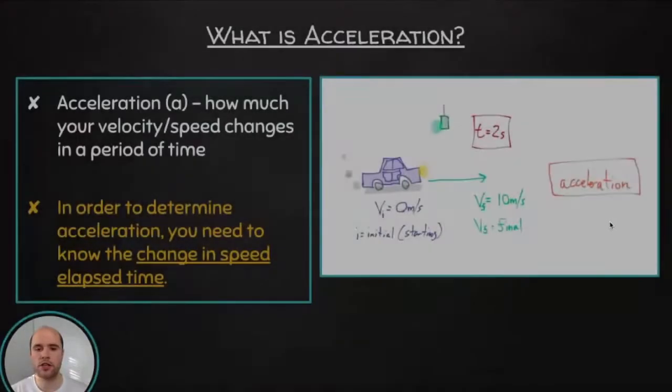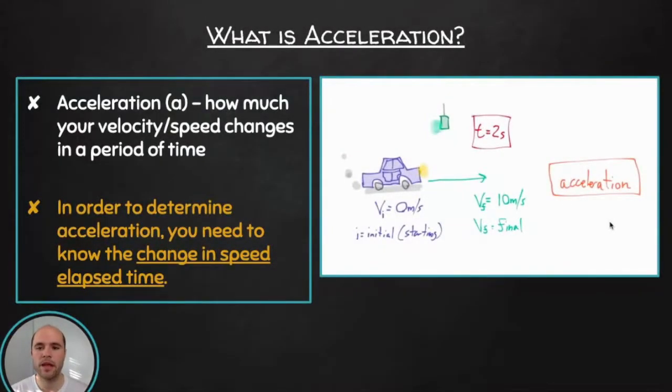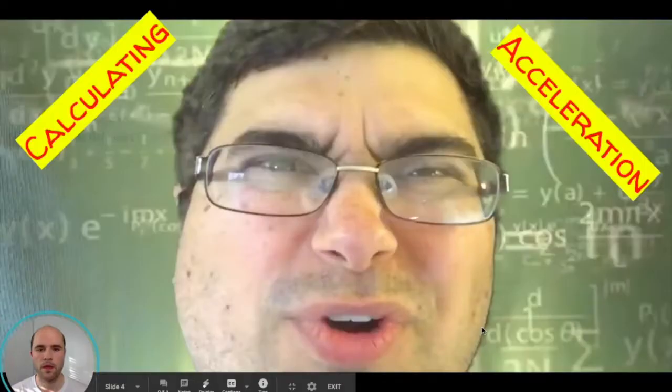Now, Mr. Francina, again, took you through the first 2 days, and he told you that acceleration, lowercase a, is how much your velocity or speed changes in a period of time. He also said that in order to determine acceleration, you need to know two things: the change in speed and the elapsed time. Over on the right are a couple of snapshots from the YouTube video. Go check it out if you're a little foggy on what he was talking about those days. All right, that's the best review.